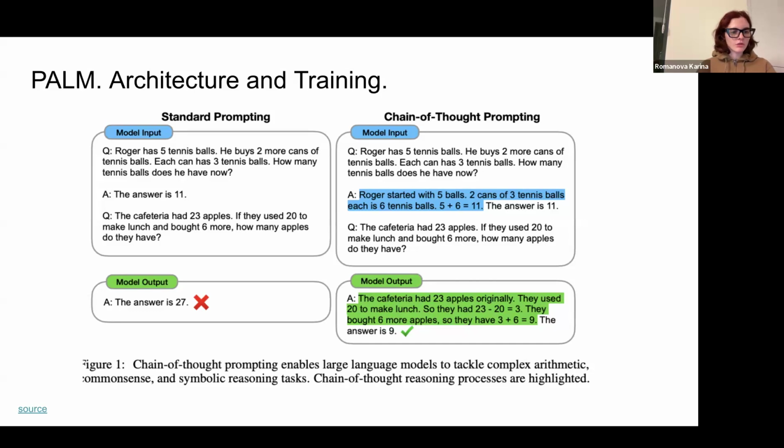Did you get this information, or should we explain it in more detail? Also, did you understand what few-shot prompting is? Okay, good.